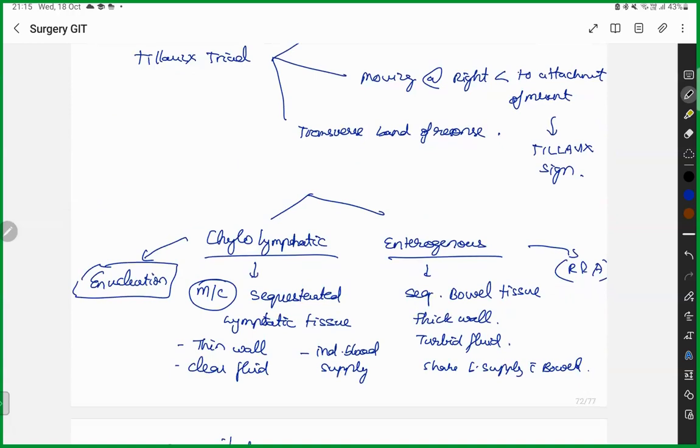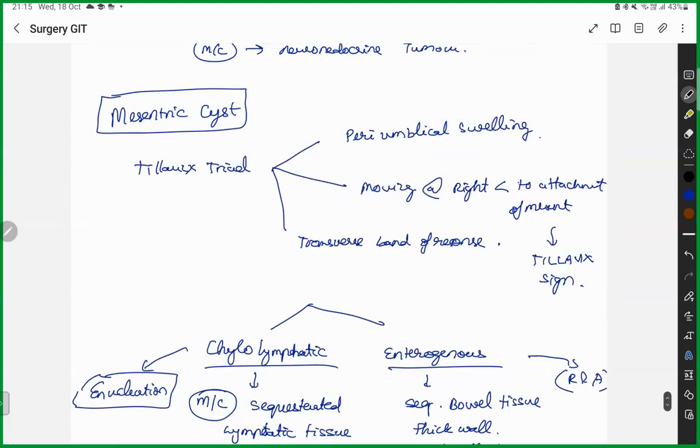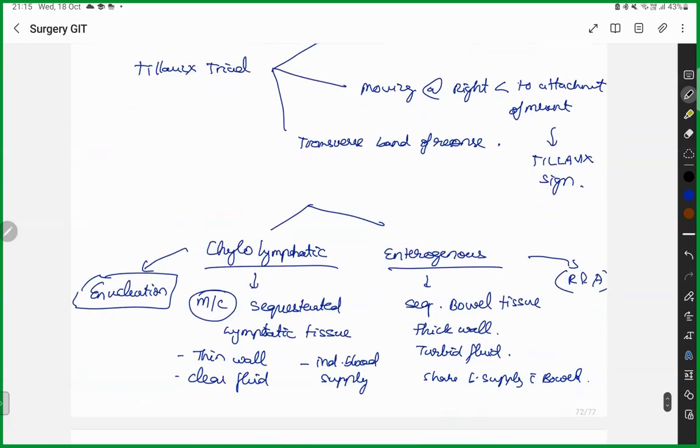What is chylolymphatic? It is the most commonly sequestered, the most common type of mesenteric cyst. This is sequestered lymphatic tissue. It has a thin wall, clear fluid, and an independent blood supply. Whereas your enterogenous cyst does not have an independent blood supply. There is deep bowel tissue thickening, so you have thick walls and turbid fluid.